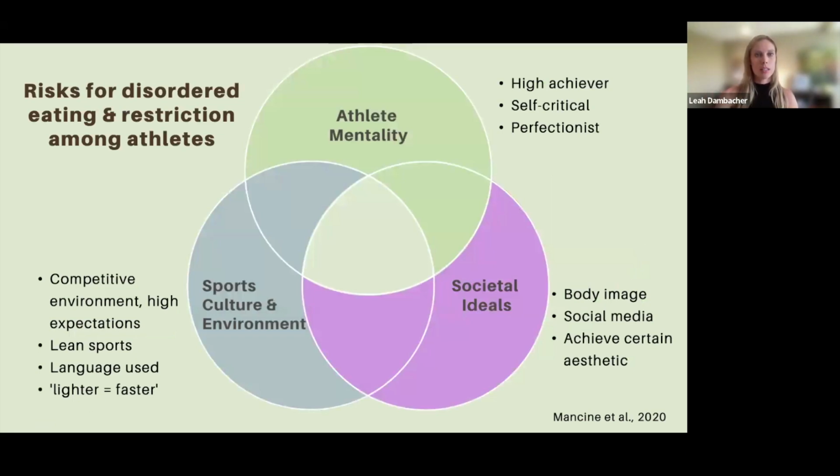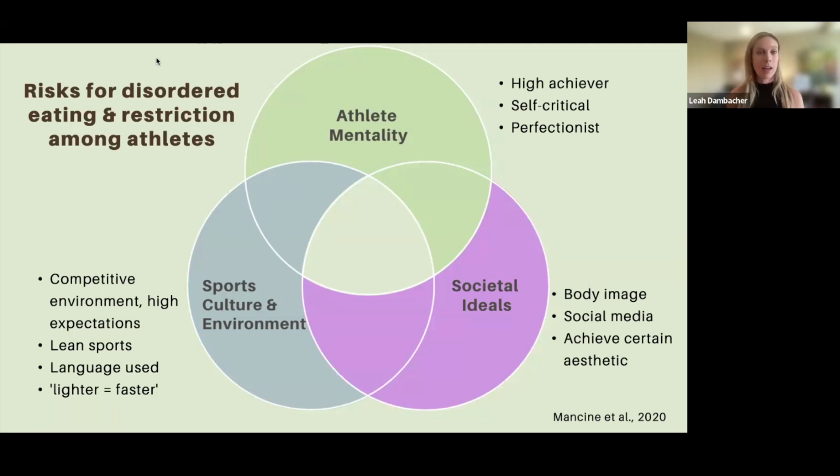So there's a lot of reasons why disordered eating is a risk and why restriction is a risk among athletes. This graphic can display several different components of that. So we have the athlete mentality. Oftentimes, athletes at a high level are really high achievers. They are perfectionists. And this is a large risk factor for disordered eating because oftentimes athletes might try to get to that next level any way they can, and this might come out as some disordered eating patterns.